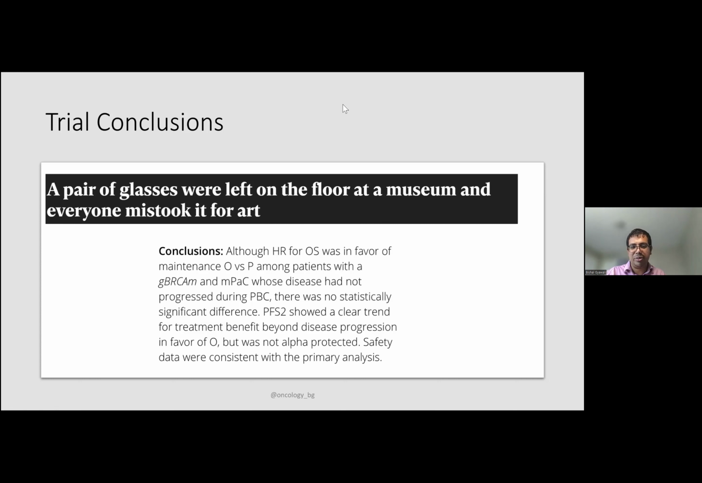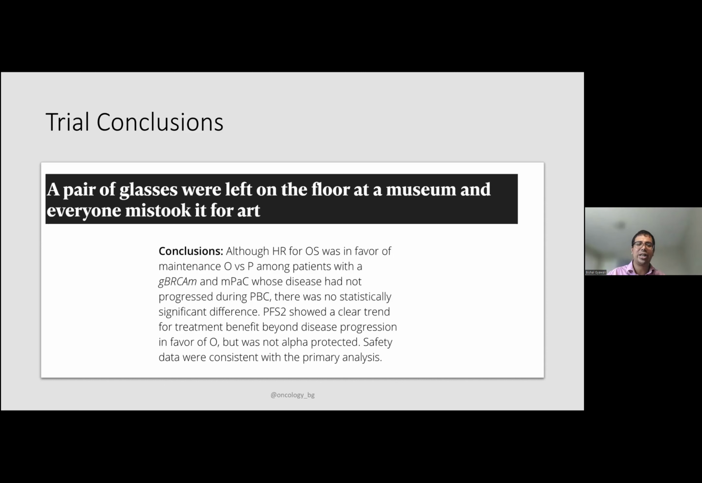And then they say PFS2 showed a clear trend. And now look at this language. PFS2 is a very bad surrogate endpoint. We'll talk about surrogate endpoints, but this is not even PFS. This is PFS2, which has no validation whatsoever. And then they highlight PFS2.